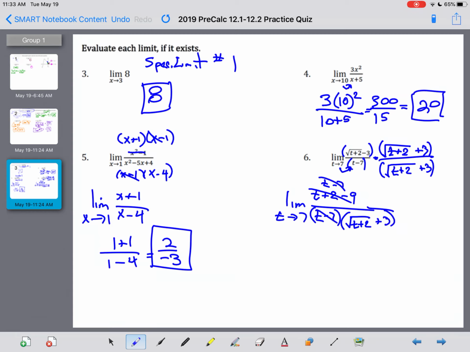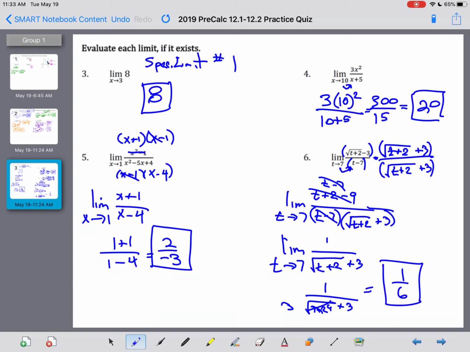This reduces, so now I get the limit as t approaches 7 of 1 over the square root of t plus 2 plus 3. And by direct substitution, I get 7 in here, so I get the square root of 7 plus 2 plus 3. The square root of 9 is 3. So I get 1 over 6.